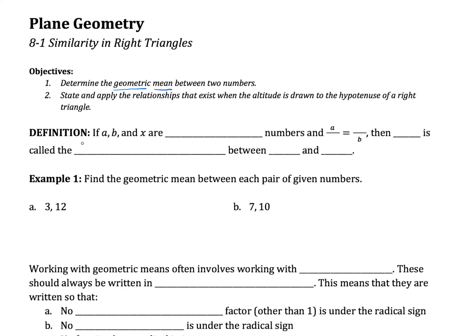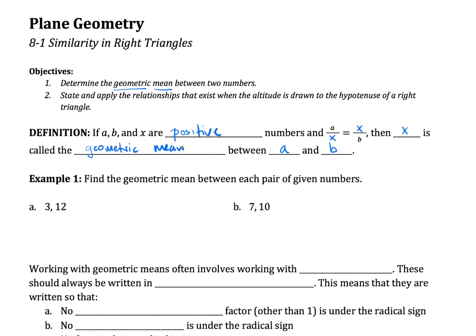First off, we're looking at a definition. This is going to be the definition of geometric mean. And it says if a, b, and x are all positive numbers and a over x equals x over b, then x is called the geometric mean between A and B.